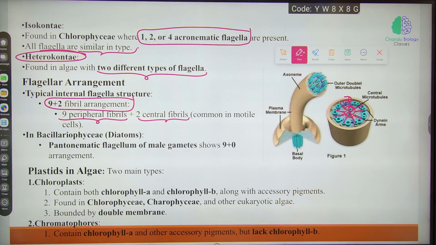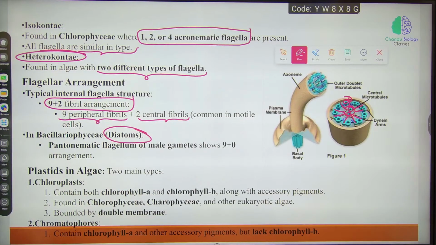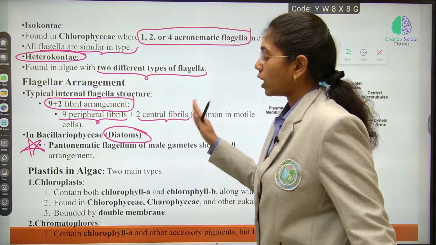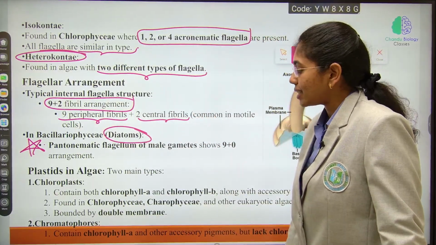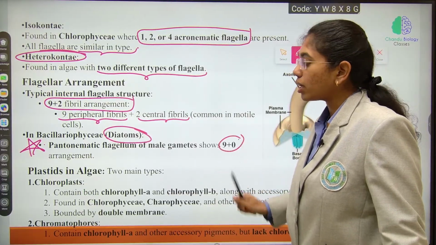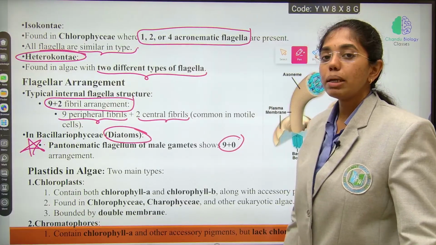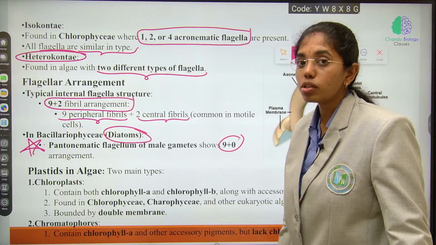In Bacillariophyceae, like diatoms, pantonematic flagella are present. This is a major point to be addressed. Mostly you have the 9+2 arrangement of flagella in all types of algal species. But the pantonematic flagellum of male gametes, only male gametes, will have a 9+0 arrangement of flagella.